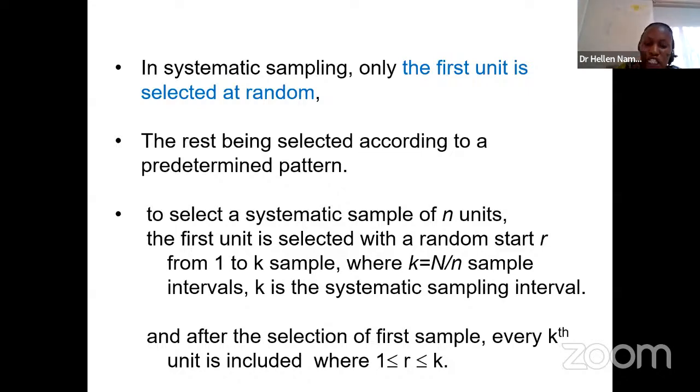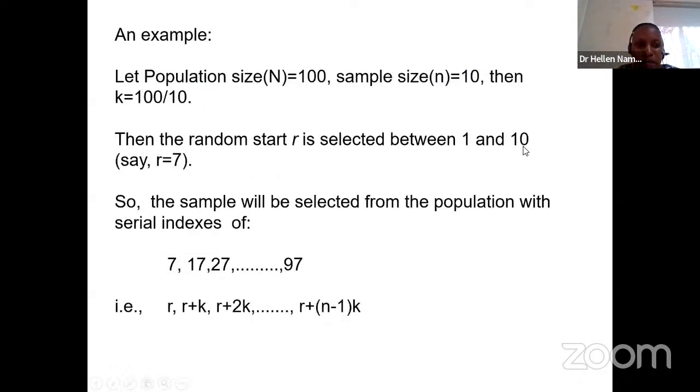In other words, if you want to select n units from your population and you've already determined what your first unit will be, the first R, then the moment you determine your K, which I'm calling the systematic sampling interval, after picking the first unit, you pick the kth one. Every kth person that is picked will be added to the sample that you're going to use. Okay, so let's take an example.